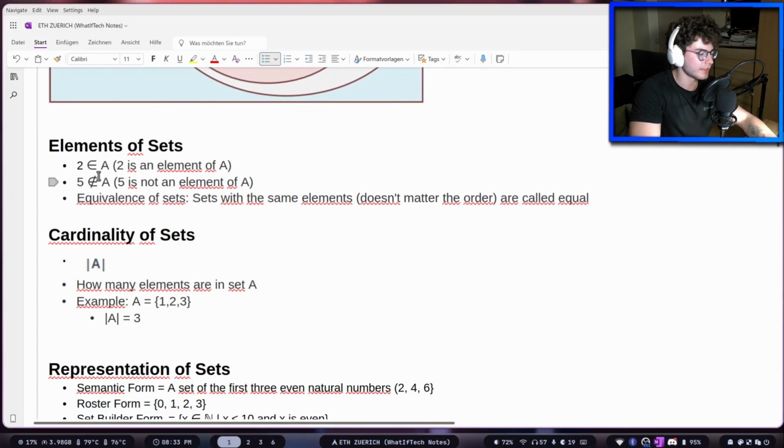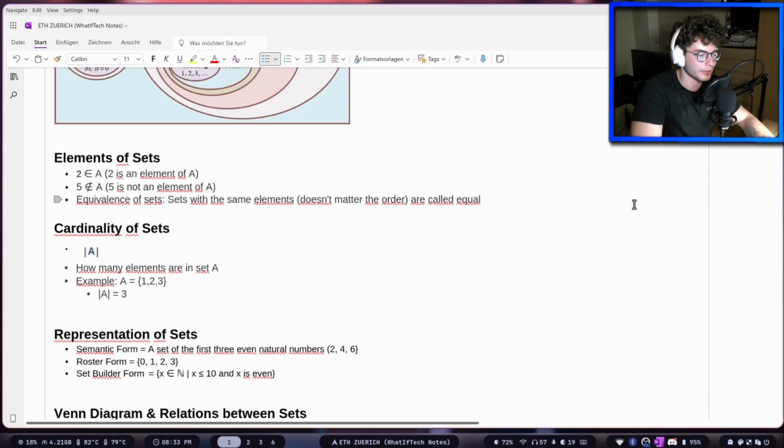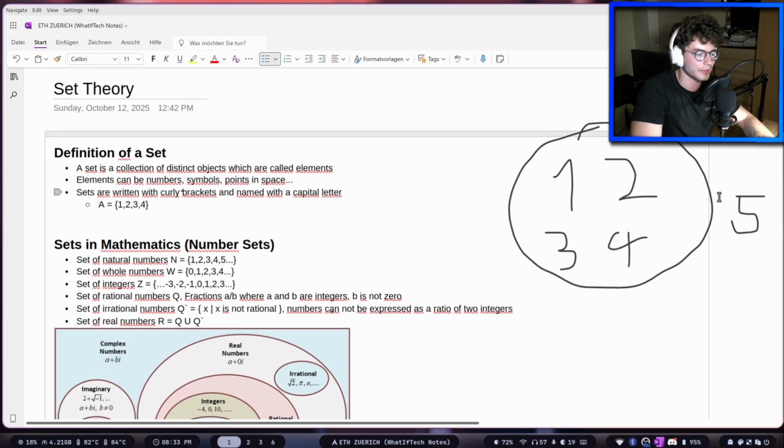Elements in a set are described with this symbol. It looks like an estranged E. 2 is an element of A. If it's crossed out, it's not an element. So 5 is not an element of A. As you can see here, 2 is an element, 5 is not.